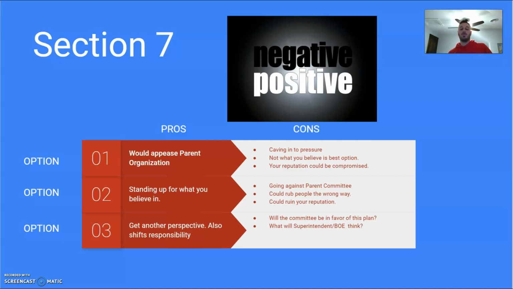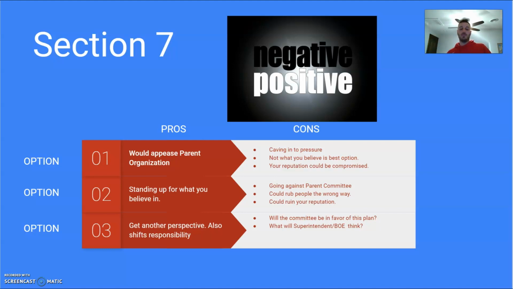Option 2, standing up for what I believe in would be the pro. This option would be telling them that they cannot go ahead with their new plan until they're part of the National PTA. Cons, it would be going against the parent committee. This could rub people the wrong way and could ruin my reputation.